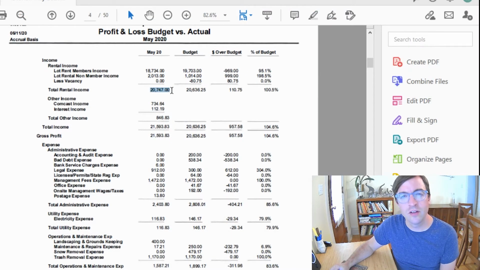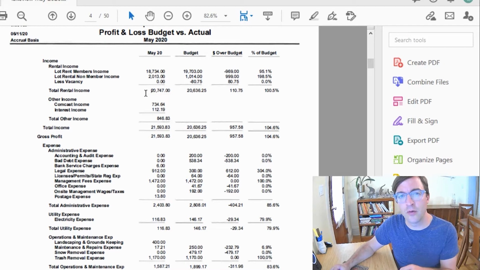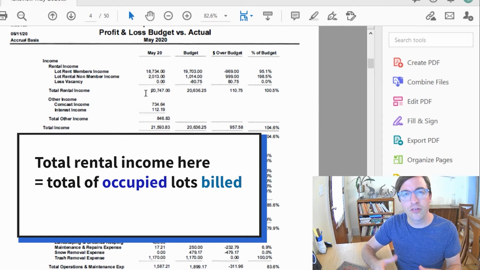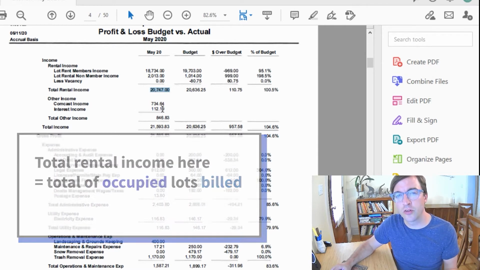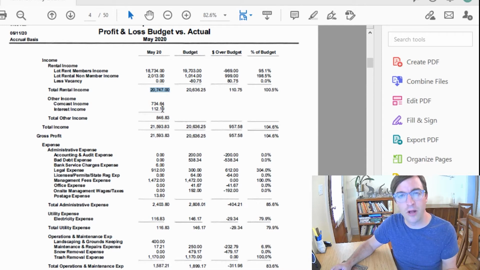So what is the income side of this profit and loss report here showing, and how is it useful? What this report is doing is totaling up how much the co-op has charged to residents in lot rent this month. In other words, this report is adding up the bills that have been sent out to all the occupied lots in the community for the month. Vacant lots are not included in this total here because there's no one to bill in that case. This means that you can use the profit and loss report to quickly calculate how many occupied lots you have.